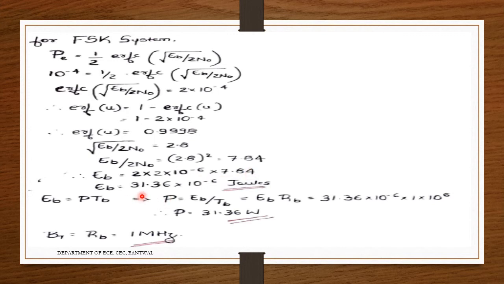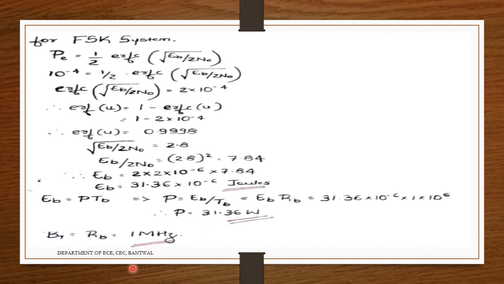EB is equal to 31.36 into 10 to the power of minus 6 joules. So we got EB. Now I need to calculate P. So P is equal to EB by TB. I got it from the formula EB is equal to P into TB. So EB by TB, and 1 by TB is RB. So EB into RB. EB is 31.36 into 10 to the power of minus 6, into RB which is 1 into 10 to the power of 6. So P is equal to 31.36 watts.